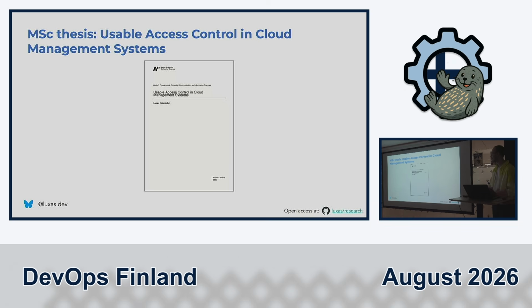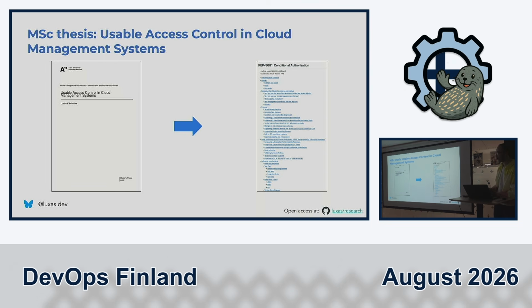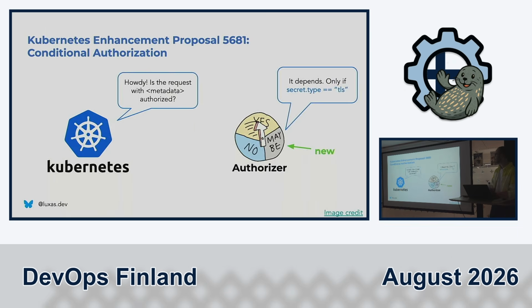So if you are interested in a deep dive, that's 60 pages of detail. But it also turned into a Kubernetes enhancement proposal. So that's what I'm working on at the moment. So Kubernetes will actually now, hopefully in the next release, get this capability in core to be able to express this. And if there's one picture that you need to know, I guess it's this one.